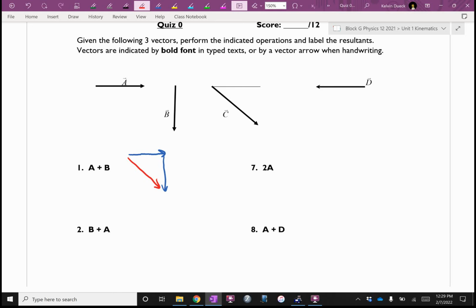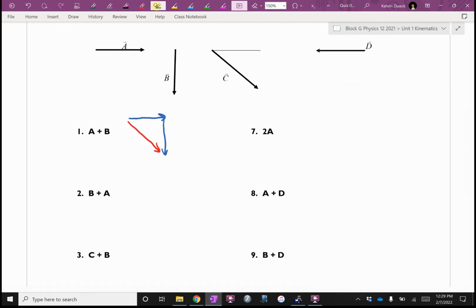What would B plus A look like? Well, B plus A would be vector B plus vector A. In fact, your resultant for number 1 and number 2 should look identical, which to me kind of makes sense. Darman, what's 3 plus 5 in your head? What's 5 plus 3 in your head? When you add numbers, does the order make a difference, or do you get the same? When you add vectors, does the order make a difference?